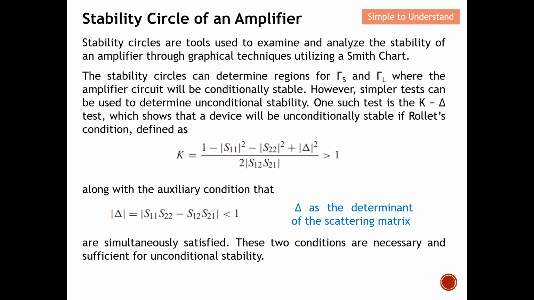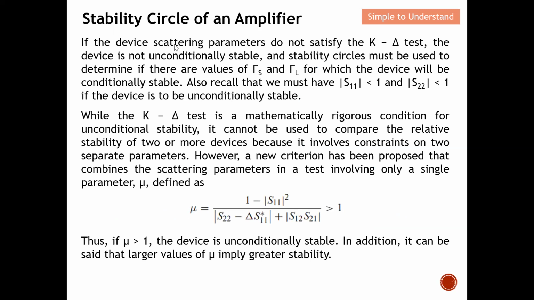Okay, so this is the first condition that we need to know to determine whether the amplifier will be stable or unstable, based on this so-called K and the determinant of the scattering matrix equation. Next, if the device scattering parameters do not meet this criteria that I mentioned earlier on, the device will be conditionally stable.